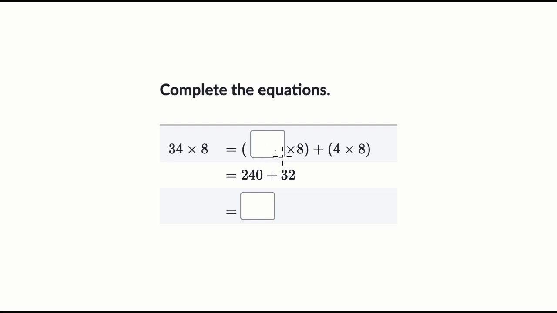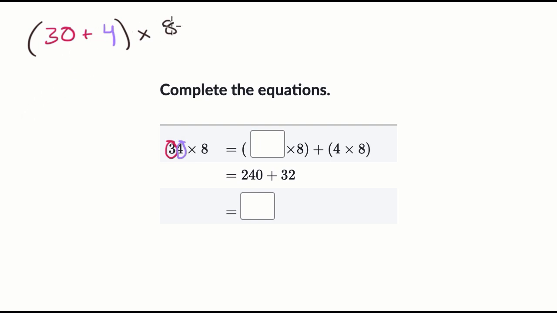All right, so let's just think about this first thing. And sometimes when you see all of these blanks and parentheses, it can get a little confusing. But if you just try to break down how you would actually tackle this, well, you could view 34 times 8 as 30 times 8 plus 4 times 8. Another way to think about it is 34 is the same thing as 30 plus 4, and we're multiplying that whole thing times 8.